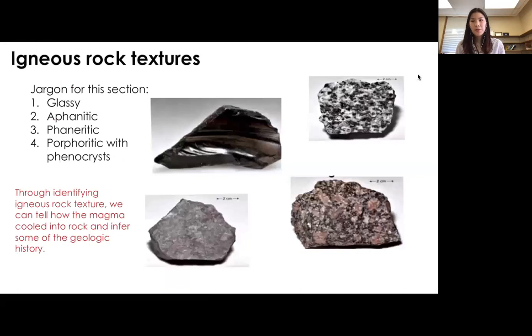We're going to talk about a few different rock textures here. So just to give you a heads up about this jargon, and then we'll go through each of these in more detail. When we talk about texture, we're going to talk about glassy, like you see in this image, aphanitic, phaneritic, and porphyritic with phenocrysts. So in igneous rocks, we are a great fan of those pH words. We're going to use these different textures to identify how the magma cooled. This is going to give us some clues as to the rate of magma cooling and whether that magma cooled on the surface as an eruption or below the ground as a magma chamber or a dike or a sill.